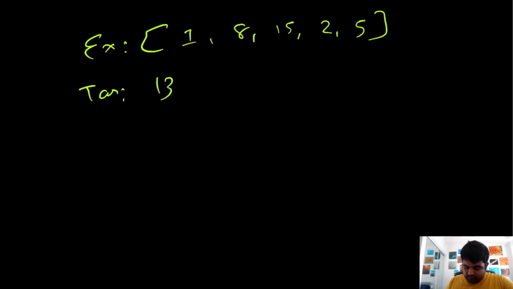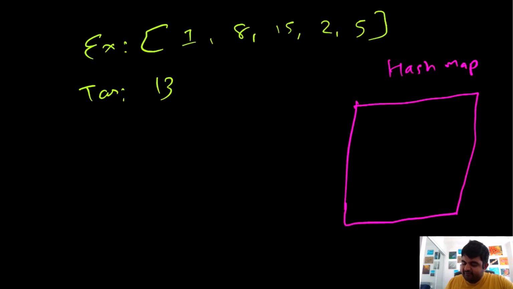Again we are going to use the same example, and what we are going to do is use a hash map. Inside the hash map, we are going to store two items as key value pair. As the key, we are going to store the numbers inside this given array, and we are going to store the index values as the values for those particular numbers.